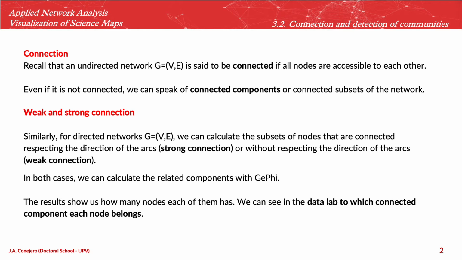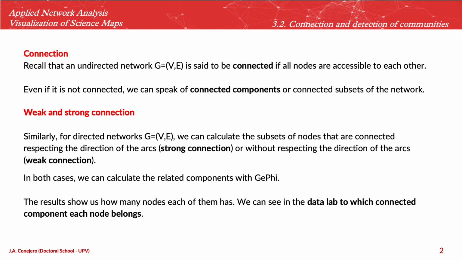So we are first recalling the definitions of connectivity. First, in undirected networks or graphs, we say that the network is connected if all the nodes are accessible among them. This means that we can start from one node and arrive at any other node through just a single edge or with a sequence of them, with a path.